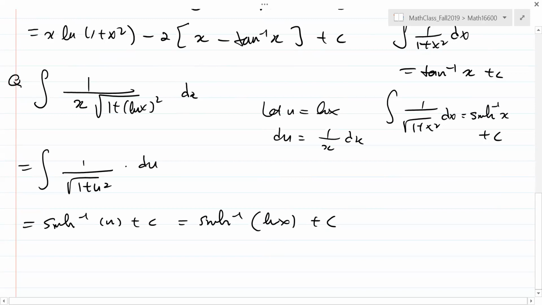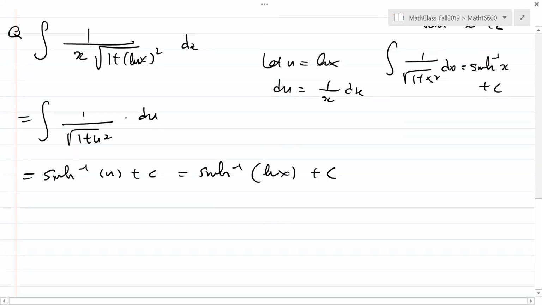Okay, sometimes the substitution is combined with integration by parts, or sometimes you use two substitutions to solve the problem. Like this one. I changed the problem a little bit. Okay, please do it. The only difference is in the numerator, I put the natural log of x. Okay, so please work on this problem.